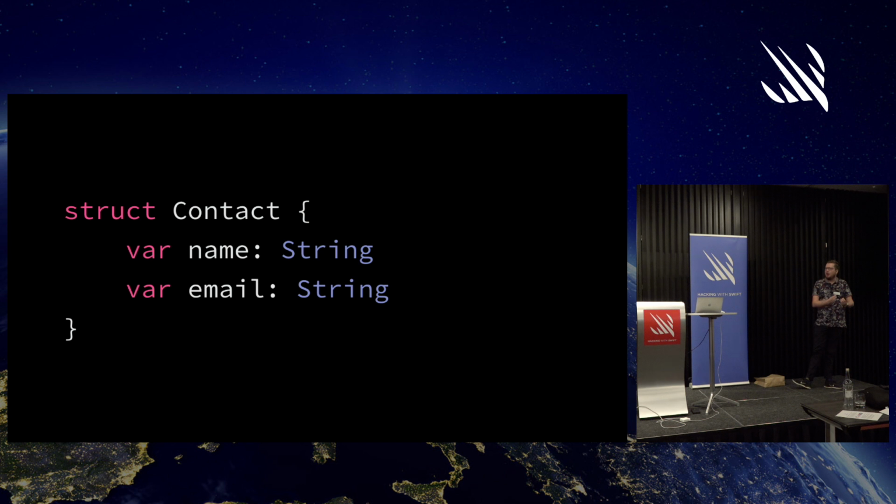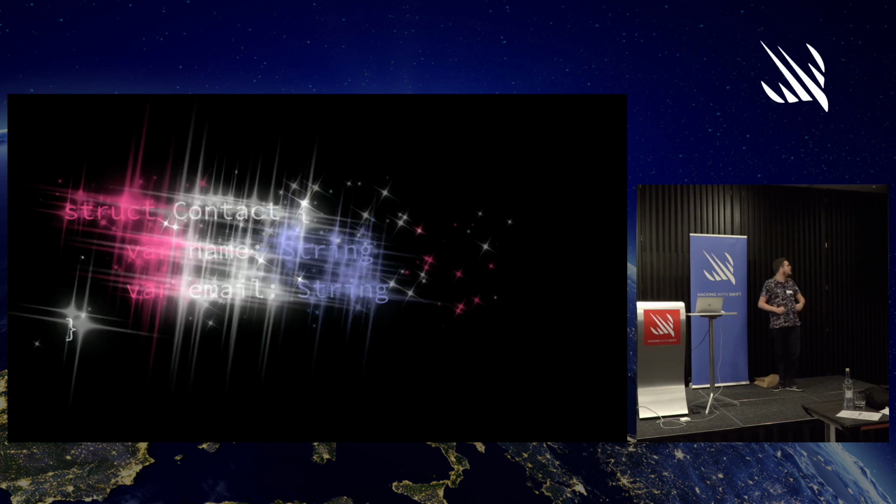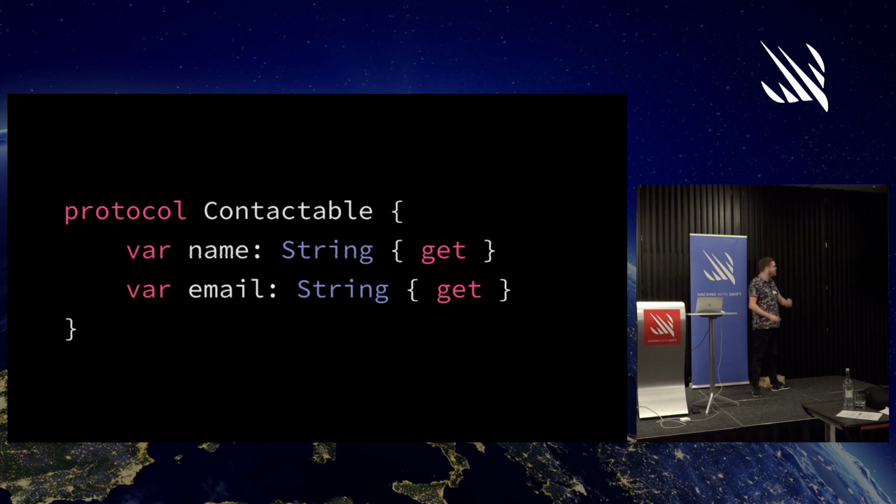I think I can generalize the concept of being a contact. So I'm going to create a contactable protocol, because of course all protocols need to end with able, right? And then we have a name and email here. It's defined in this beautiful protocol-oriented way. And this is going to be awesome, because now I can have this perfect vision of the future.